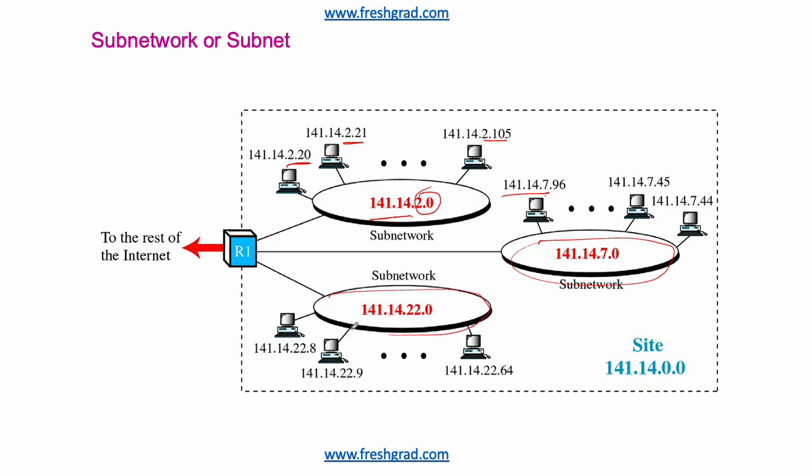And again we created one more group, 141.14.22. So this is the third group, another subnetwork. Now even if you look at it, it's easy to organize, right? You can configure the security at each layer as well, and it's better for performance. You can optimize performance.